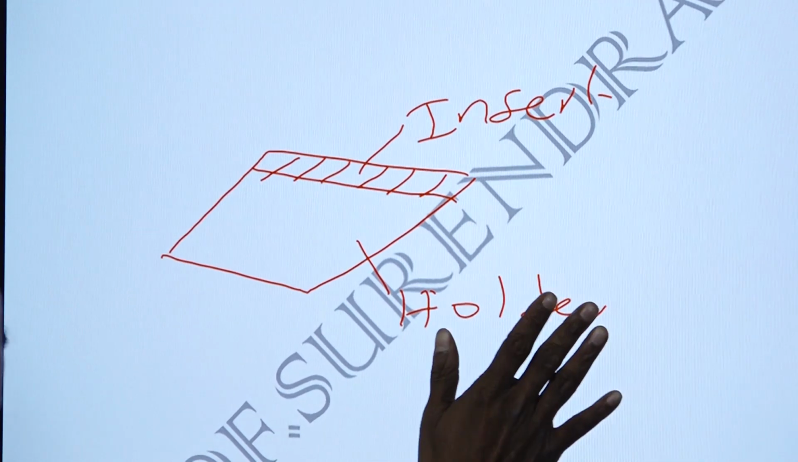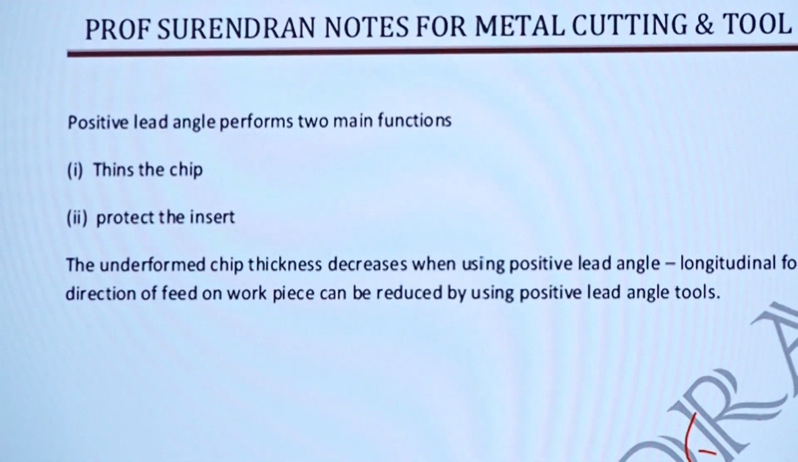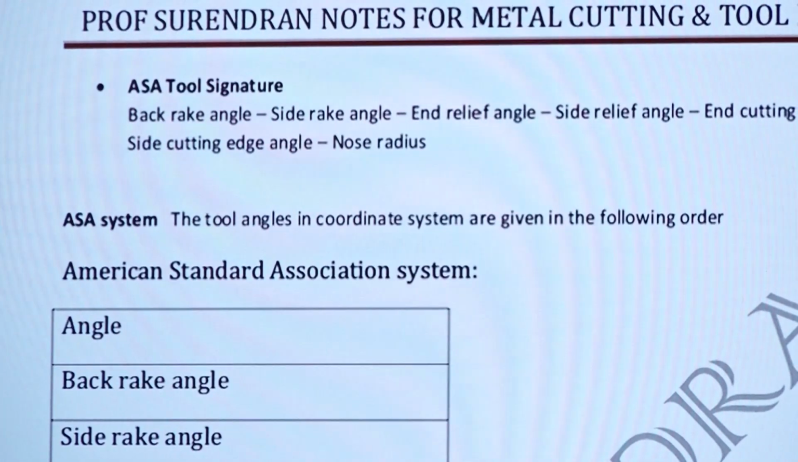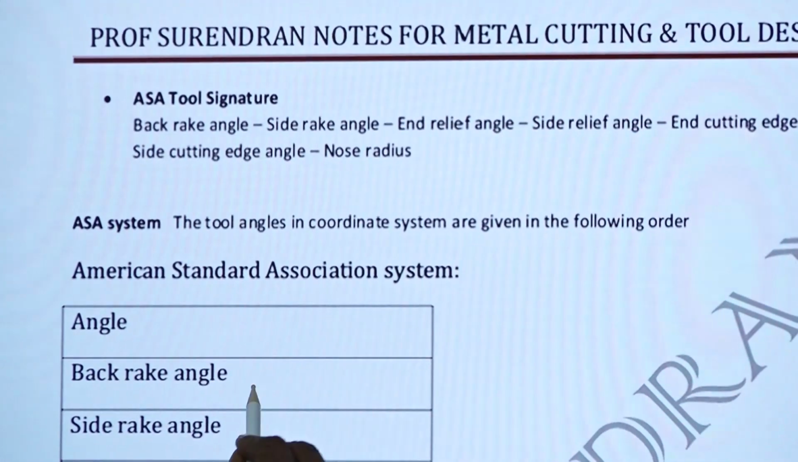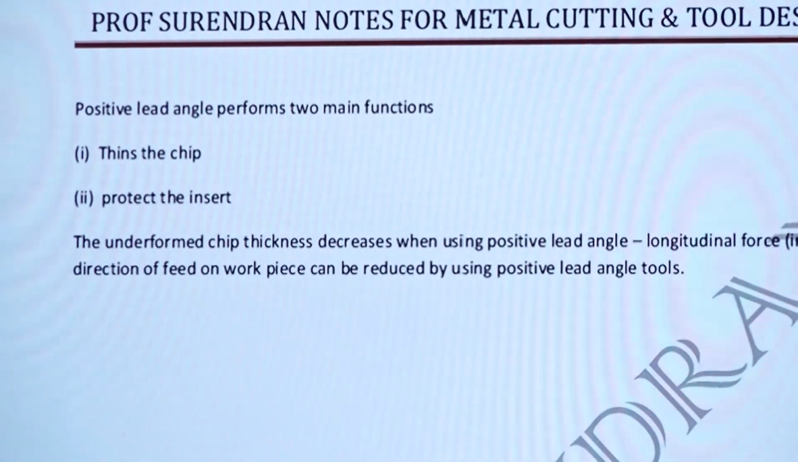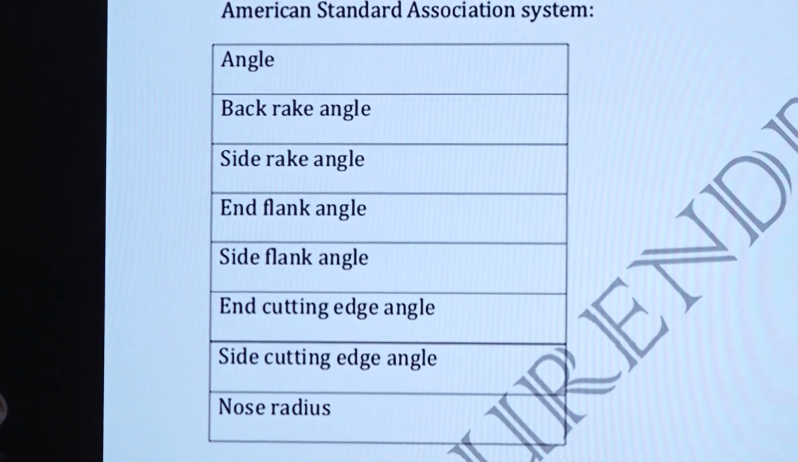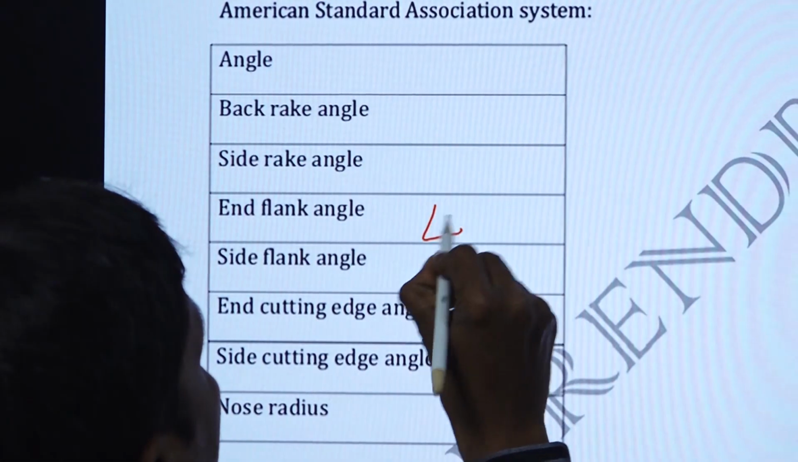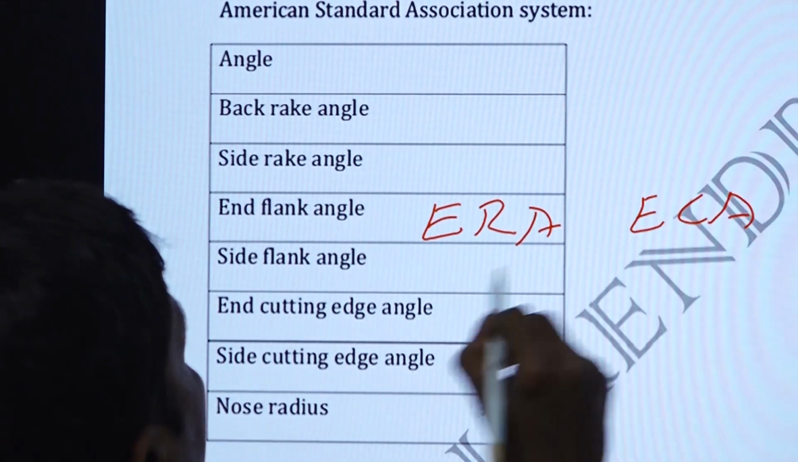So next we are going to discuss the tool signature. What do we mean by tool signature? This is the American standard system. We have first the back rake angle, then side rake angle, then end flank angle. This flank angle is also called end relief angle or end clearance angle.